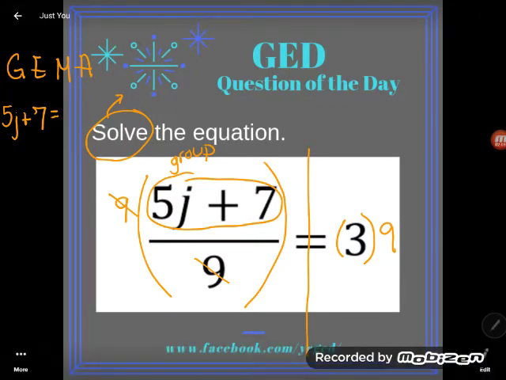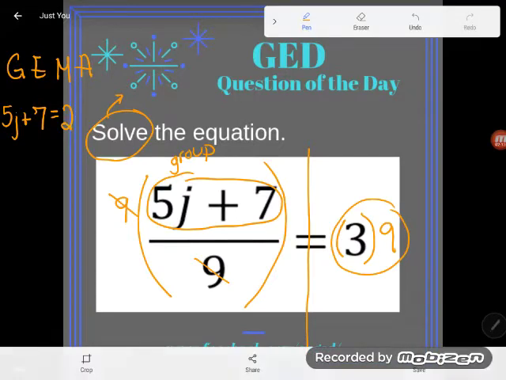Now, on the right-hand side, that's going to be equivalent. I've got 3 times 9. Well, 3 times 9 is 27. So my new equation is 5j plus 7 is equal to 27. Now it looks a little easier. I got rid of my group. That group is gone. You know, when I got rid of the 9, there was no more grouping. So now I can just take these away in the normal order.